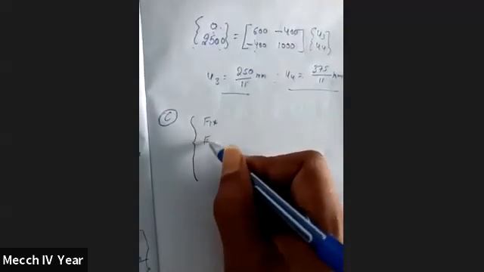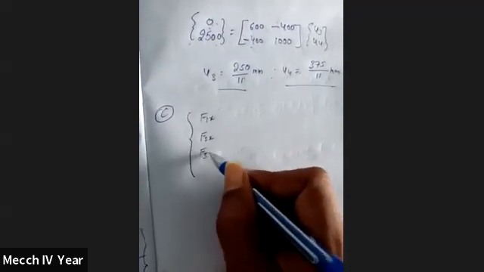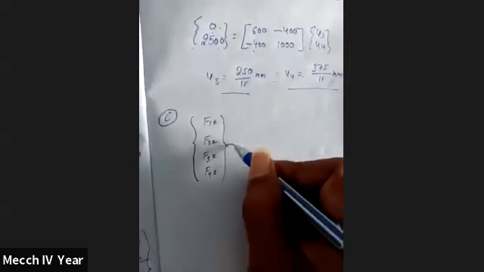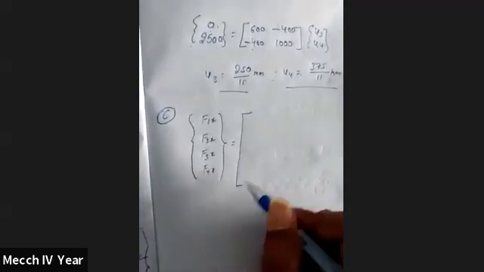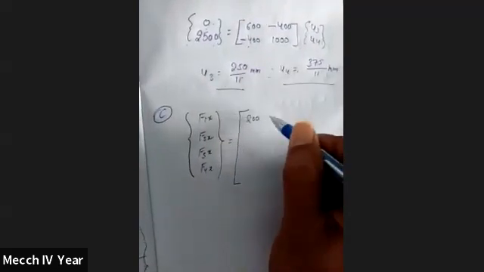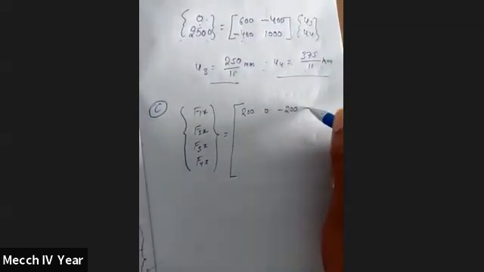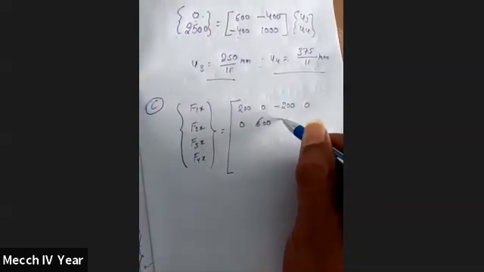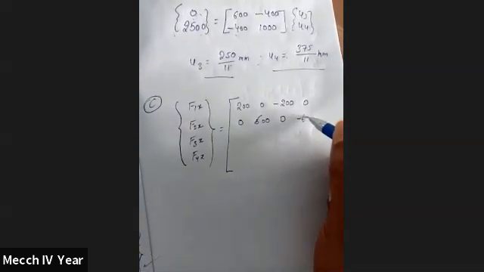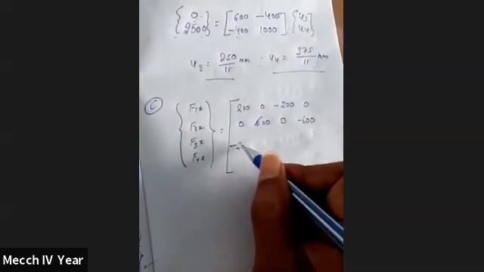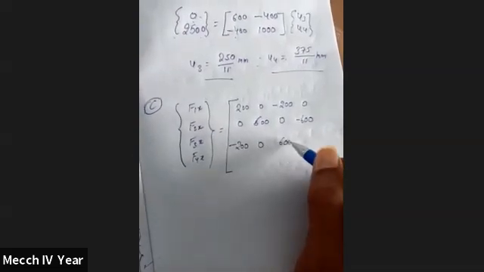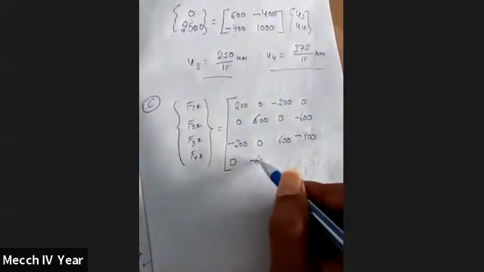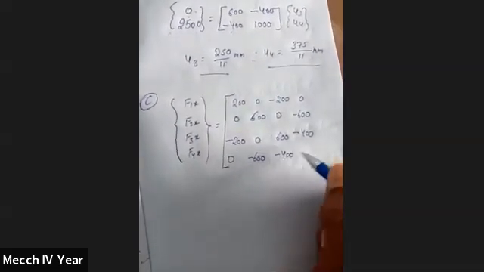F1x, F2x, F3x, F4x, that is equal to 200, 0, minus 200, 0. Then 0, 600, 0, minus 600. Minus 200, 0, 600, minus 400. And then 0, minus 600, minus 400, 1000.